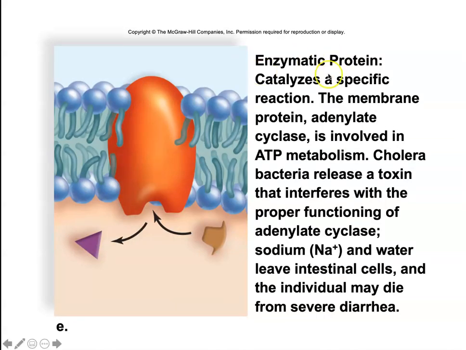Enzymatic protein. We're going to talk more about enzymes in the next chapter and in subsequent chapters, but we mentioned them before. This is an example of a membrane protein called adenylate cyclase, and it's involved in ATP metabolism. Cholera, which is a bacteria that can cause disease, releases a toxin that will interfere with proper functioning of that enzyme. What happens is that sodium and water leave the intestinal cells and cause severe diarrhea, and you can actually die from that.